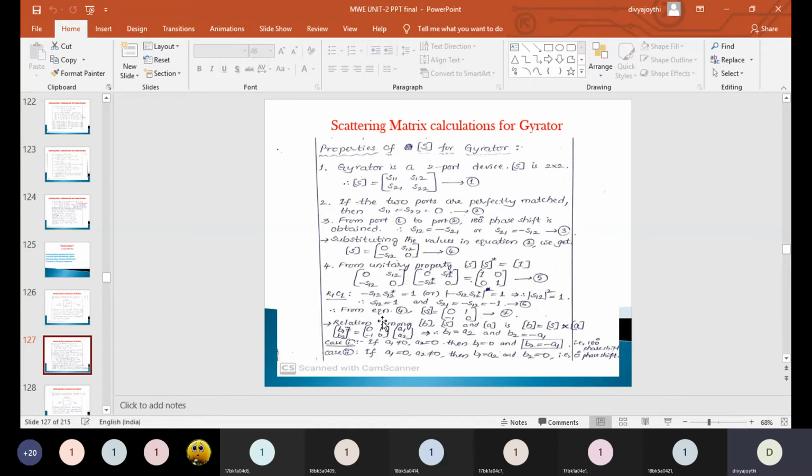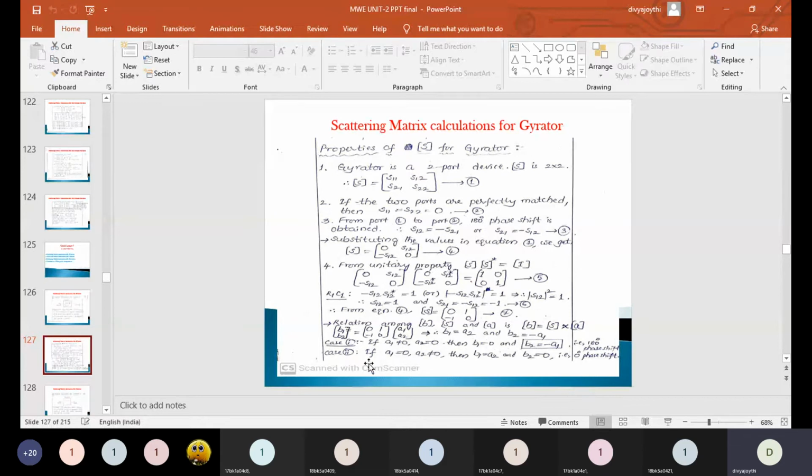So substitute them. After substituting, what do we have? S is equal to [0 1; minus 1 0]. This is going to be the scattering matrix for the gyrator. Now we need the relation between input and output ports, like B is equal to S into A. As it is a two-port network, B1, B2 equals the 2 by 2 S matrix times A1, A2. So what will B1 be? B1 will be 0 into A1 plus A2. So B1 is equal to A2 and B2 is equal to minus A1.